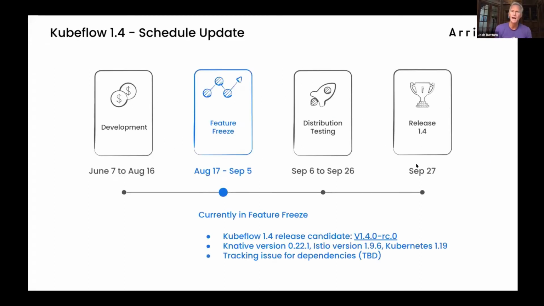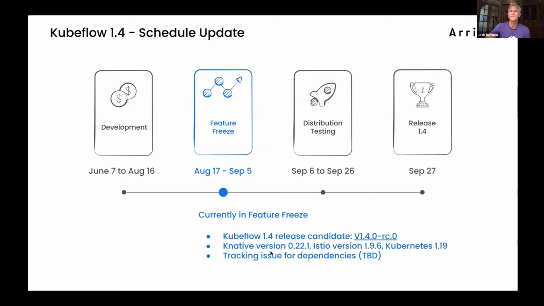I like that a lot, and those are all recorded, and the links are accessible to you. If you're learning about Kubeflow, this is a great way to learn a lot of the details. So from a Kubeflow 1.4 schedule, you can see the handbook has identified development, feature freeze, testing by the distributions, and then the release. We're currently in the feature freeze.